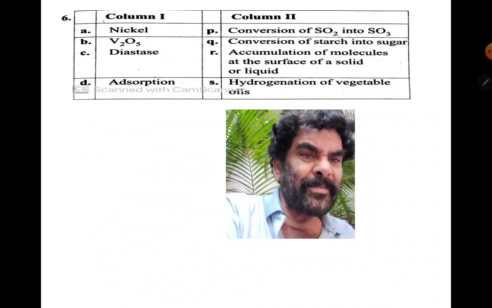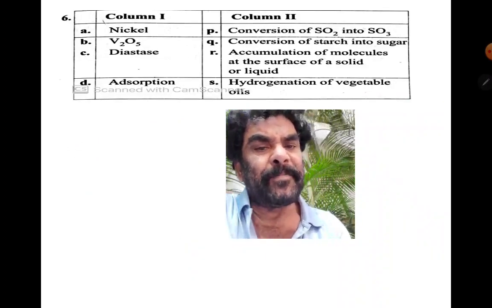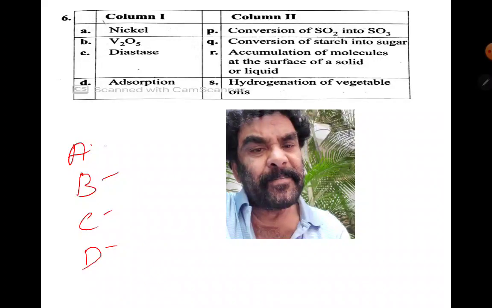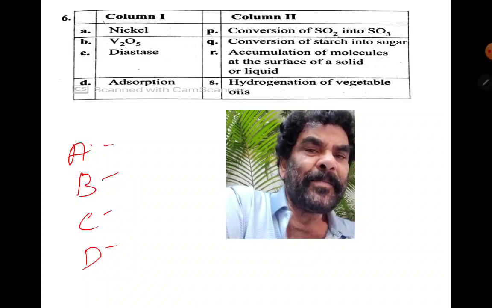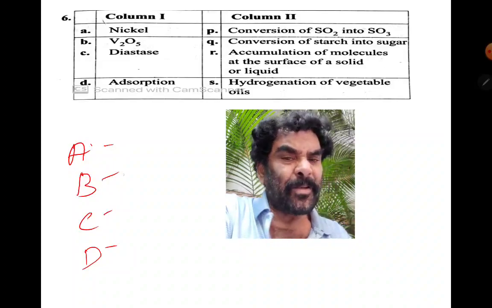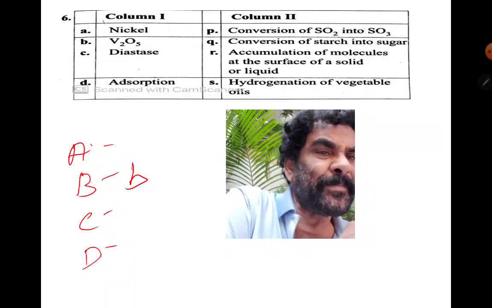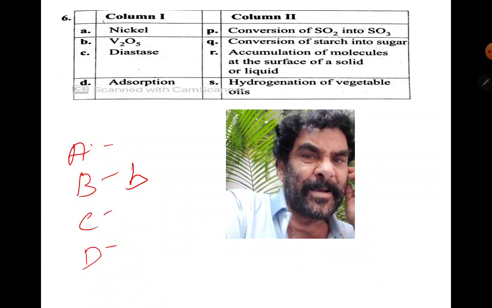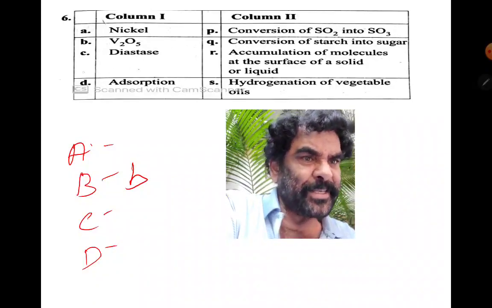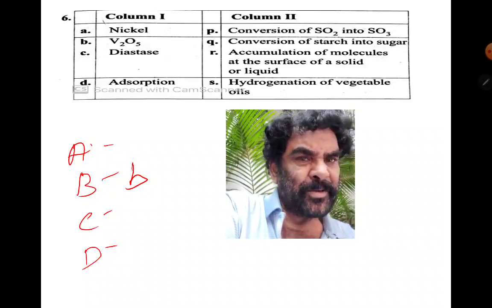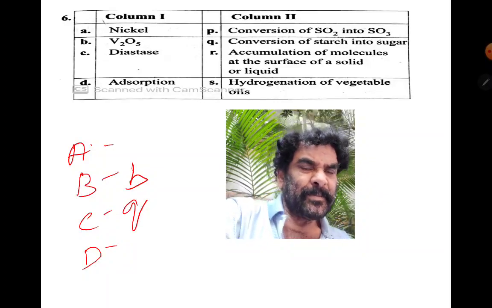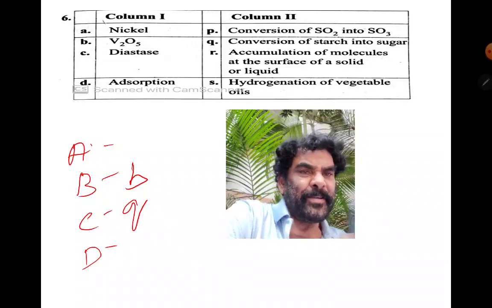Now some catalysts are given, and their properties. Let me write A, B, C, D, right? Nickel, vanadium pentoxide. For B, we know that sulfur dioxide is converted into sulfur trioxide, so this is B. And the next one is diastase, the enzyme, a biological catalyst. In the fermentation process, starch is converted into sugar by using the diastase enzyme, that is Q, the organic enzyme, that is organic material.